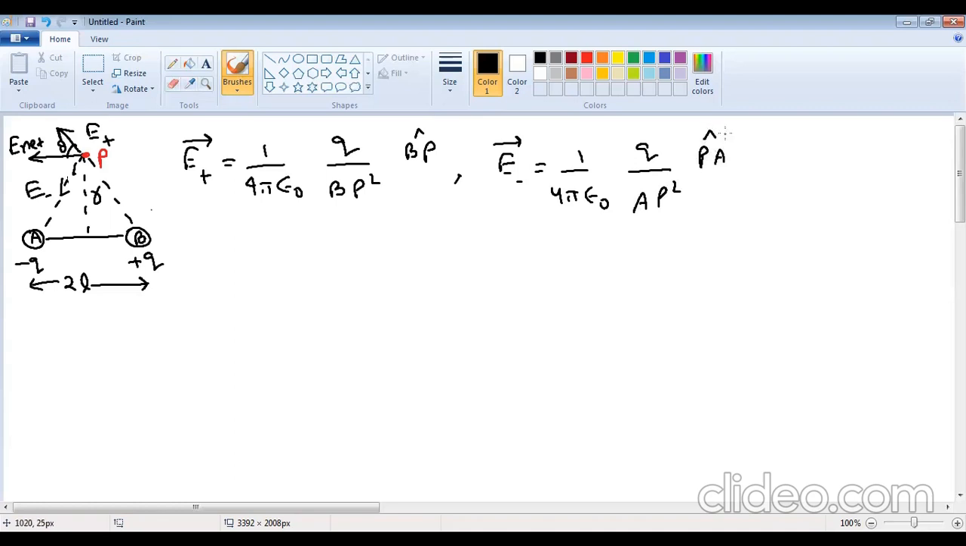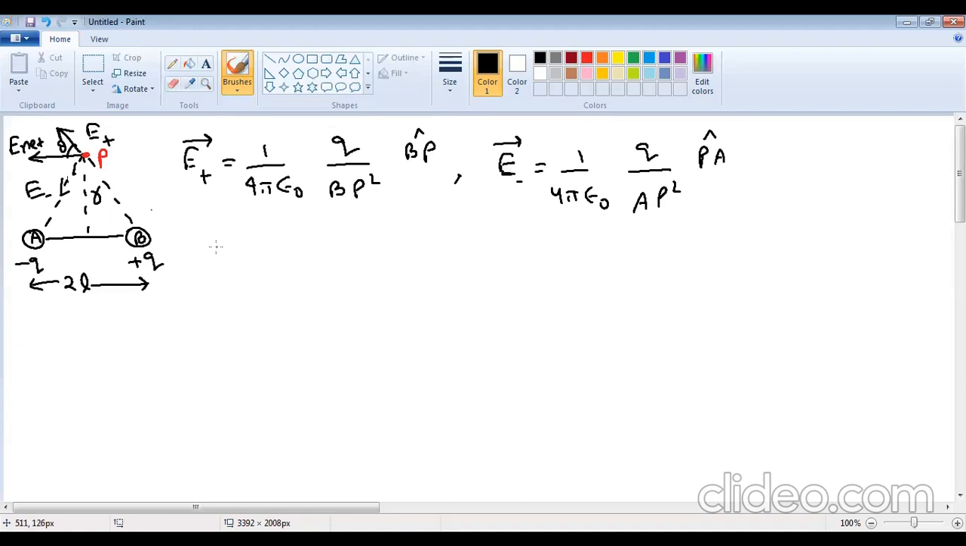Here specifically, we have to write that this E minus field is oriented in a direction PA cap. This is not oriented in the direction EP cap, because in most of the cases we assume that whatever point of measurement is there, like point P is here in this case, has a test charge that is of positive nature.